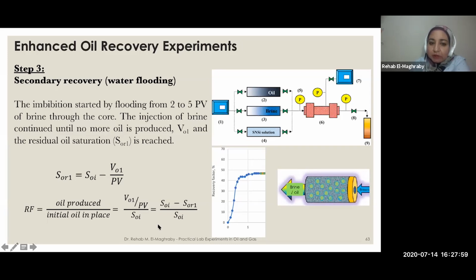So what about the recovery factor? It is actually the volume of oil produced, the volume of oil that you received, divided by the initial oil in place. So the initial oil saturation at the bottom, and the volume of oil divided by the pore volume, because you wanted to make it a saturation. So this is the recovery factor. This is how you calculate the recovery factor.